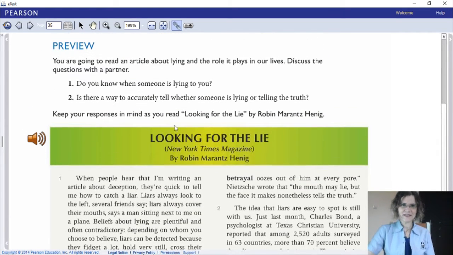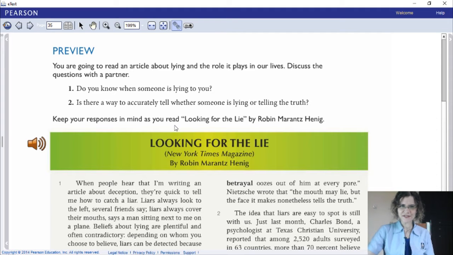Before we're going to read the article about lying and the role it plays in our lives, I'd like you to think about these 2 points. Number one, do you know when someone is lying to you? I want you to answer this. And number two, is there a way to accurately tell whether someone is lying or telling the truth? Could you really accurately say? Please answer questions 1 and 2 as a part of your preview before we continue. You can pause your video.